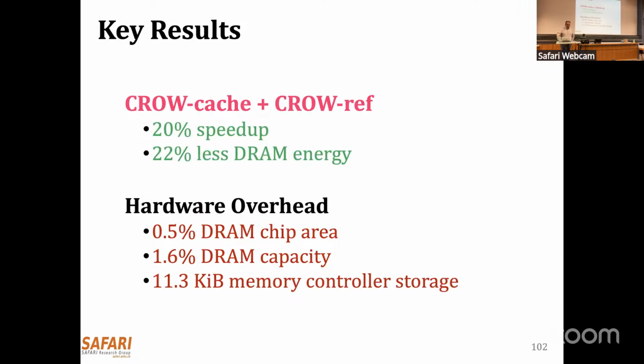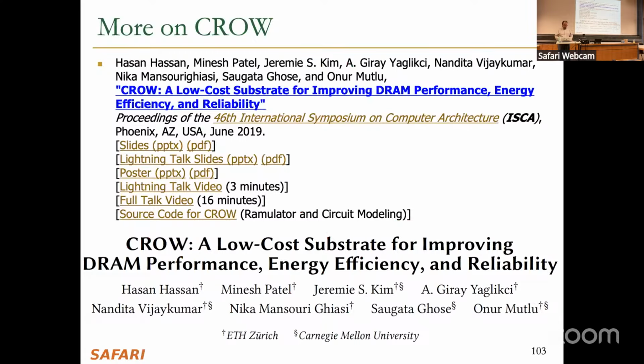So CROW cache plus CROW refresh, both together, provide a 20% speedup and 22% less DRAM energy. And the hardware overhead is reasonably low in this structure. Okay.